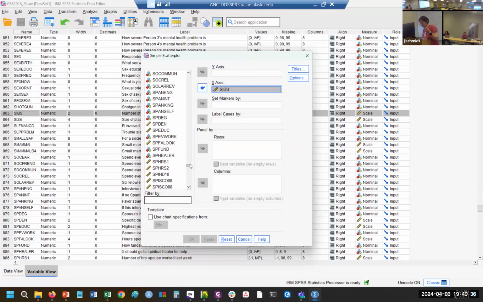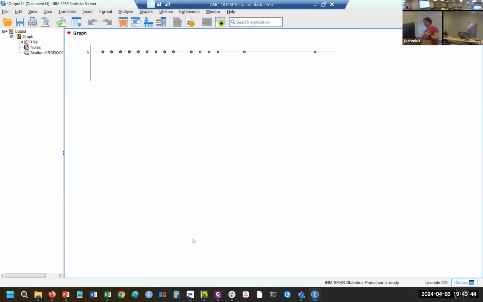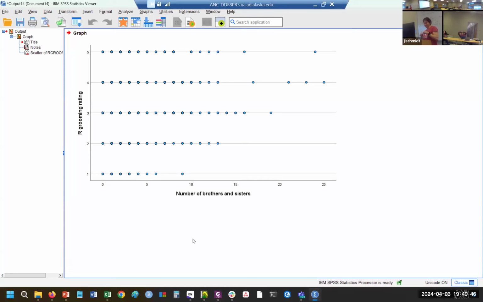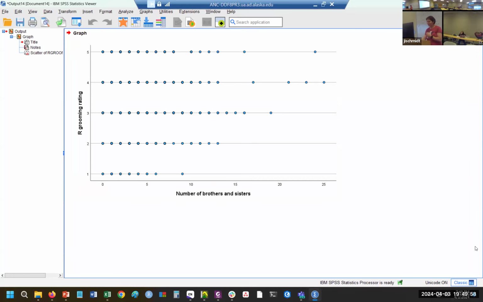And my Y was overgroomed. Okay, see what this looks like, I'm curious. Okay. All right. 1 was very poorly groomed, and 5 is really groomed. Oh, interesting. So what is this graph telling us? It tells me that there's like nothing there.